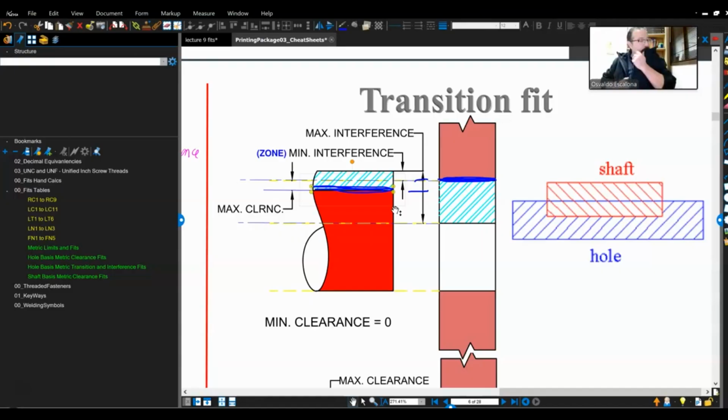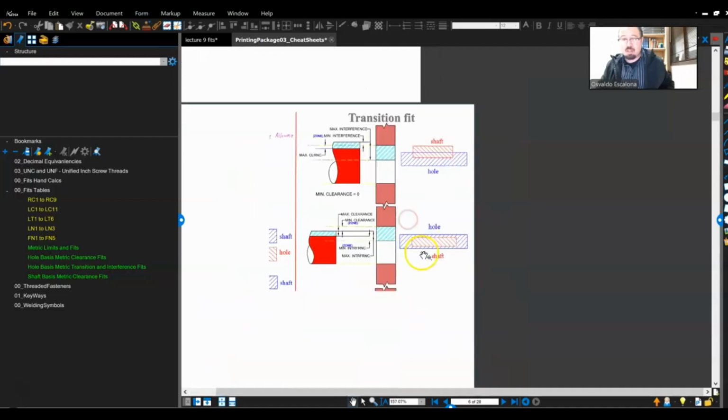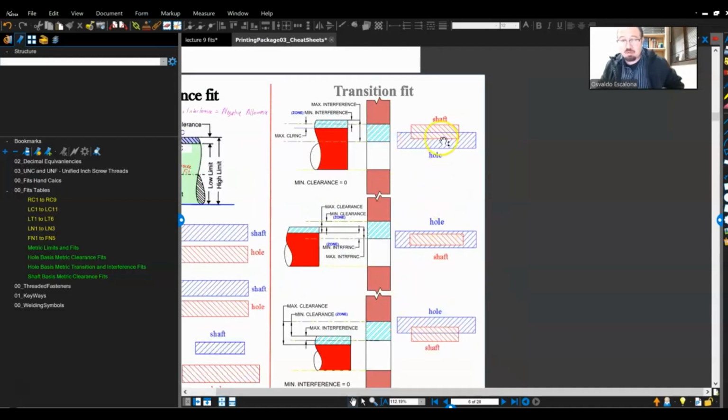So a transition fit is when I have both of them. I have an interference fit and I have a clearance fit, both at the same time. And my tolerance zones, looking at them both, these are different examples, right? My tolerance zones overlap with each other. When I have that, I actually have ranges of clearances and ranges of interferences. This type of fit we call a transition fit.